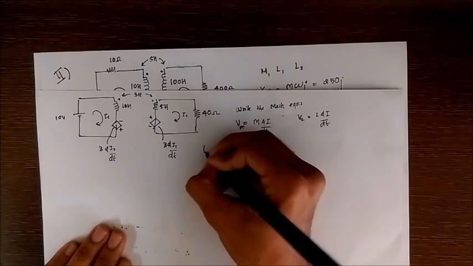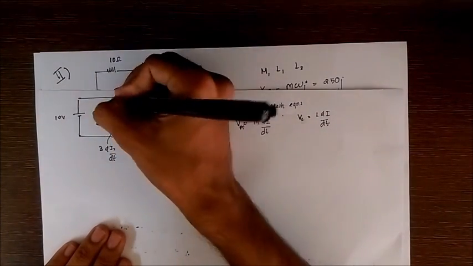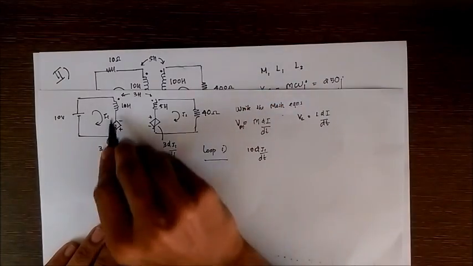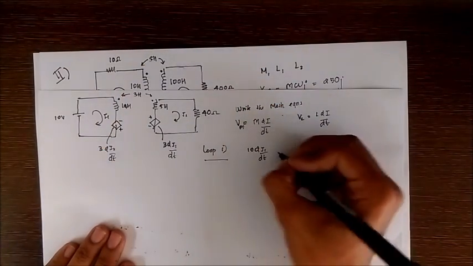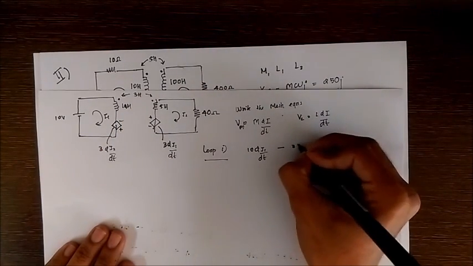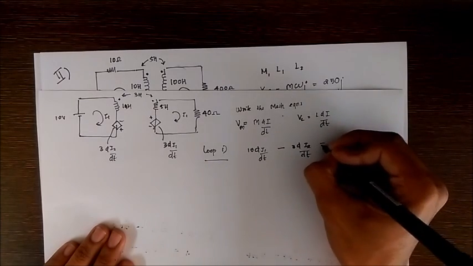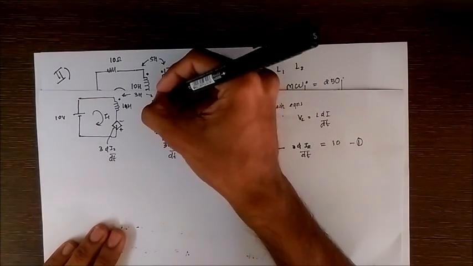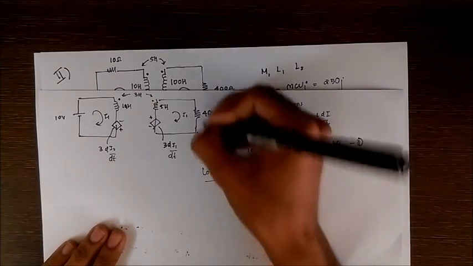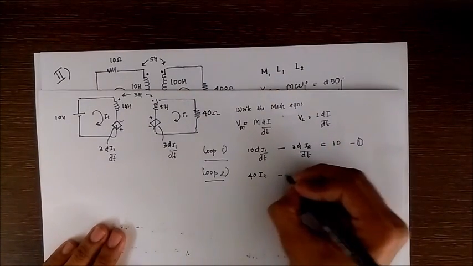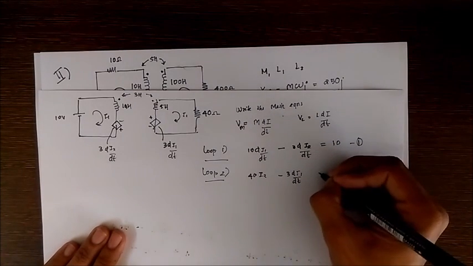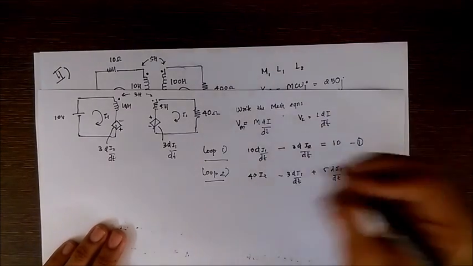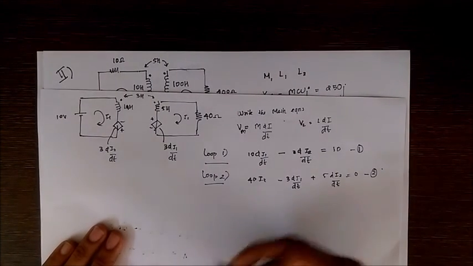Now we can directly write the mesh equations. In loop 1 we can write 10 di1 by dt, that is L, which is given as 10 Henry here, into di1 by dt, the current flowing through it, minus, as we encounter the minus sign first, minus 3 di2 by dt equal to 10. This is our first equation. Now in loop 2 we can similarly write, starting from here, 40 i2 minus 3 di1 by dt plus 5 di2 by dt equal to 0. These are our two loop equations. So this is all in dot convention.